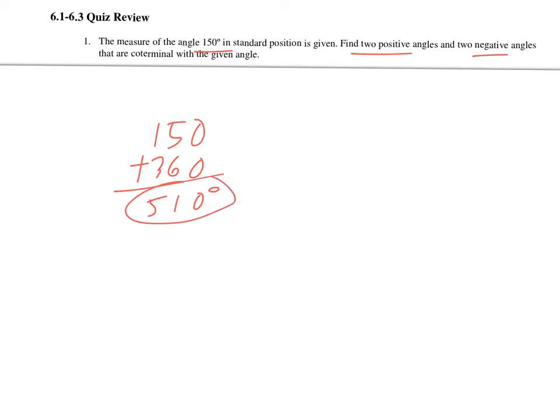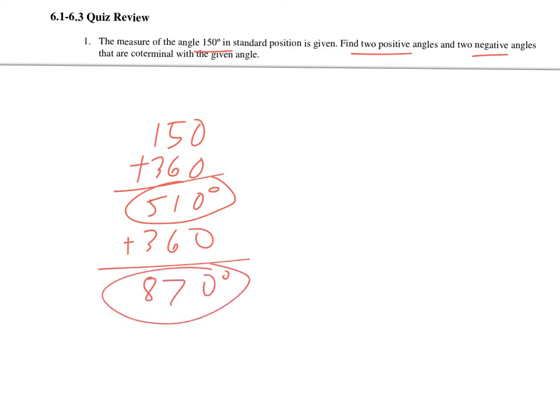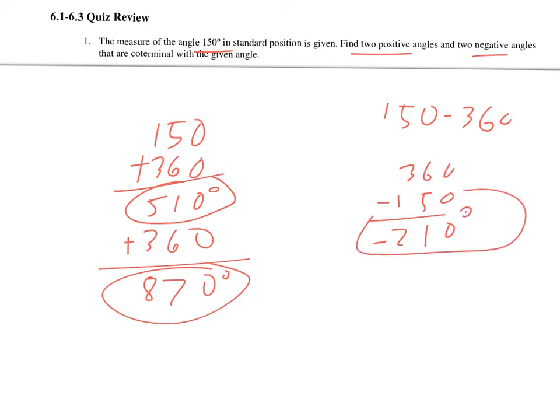But we can do this as many times as we want, so I can add 360 again, and that'll give me 870 as my second answer. And like I said, I need to also subtract 360, so 150 minus 360, which for that, you actually do 360 minus 150, and that'll give you a negative 210. It's negative because if you look back, we were originally trying to do a positive minus a negative.